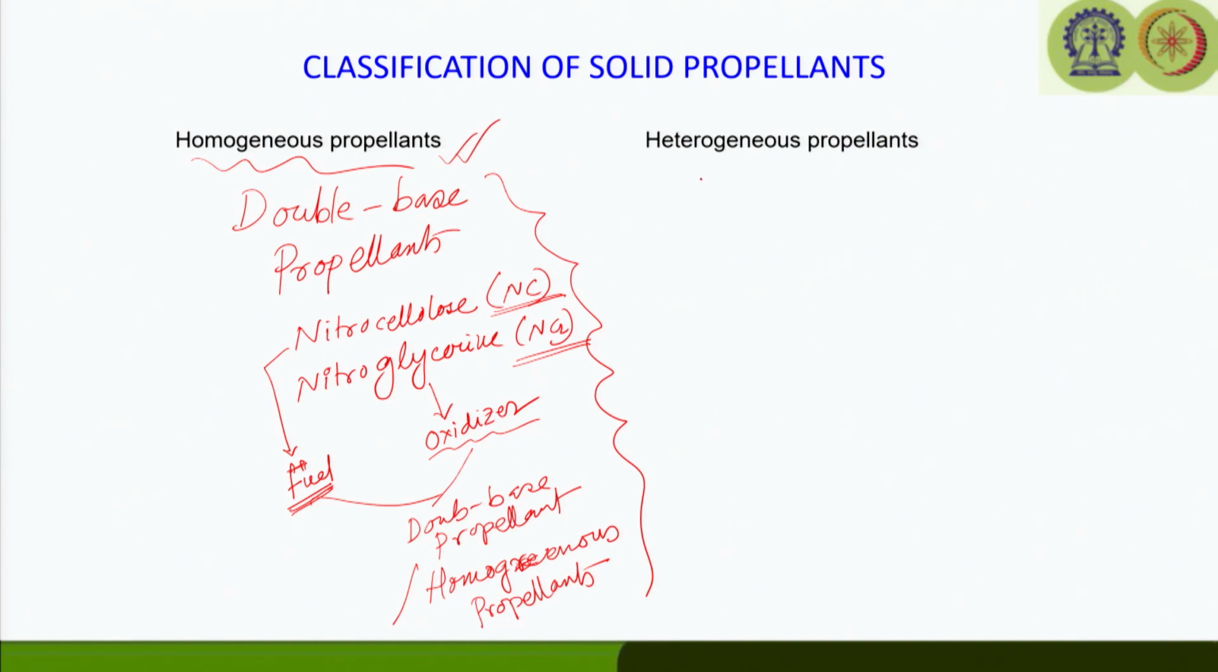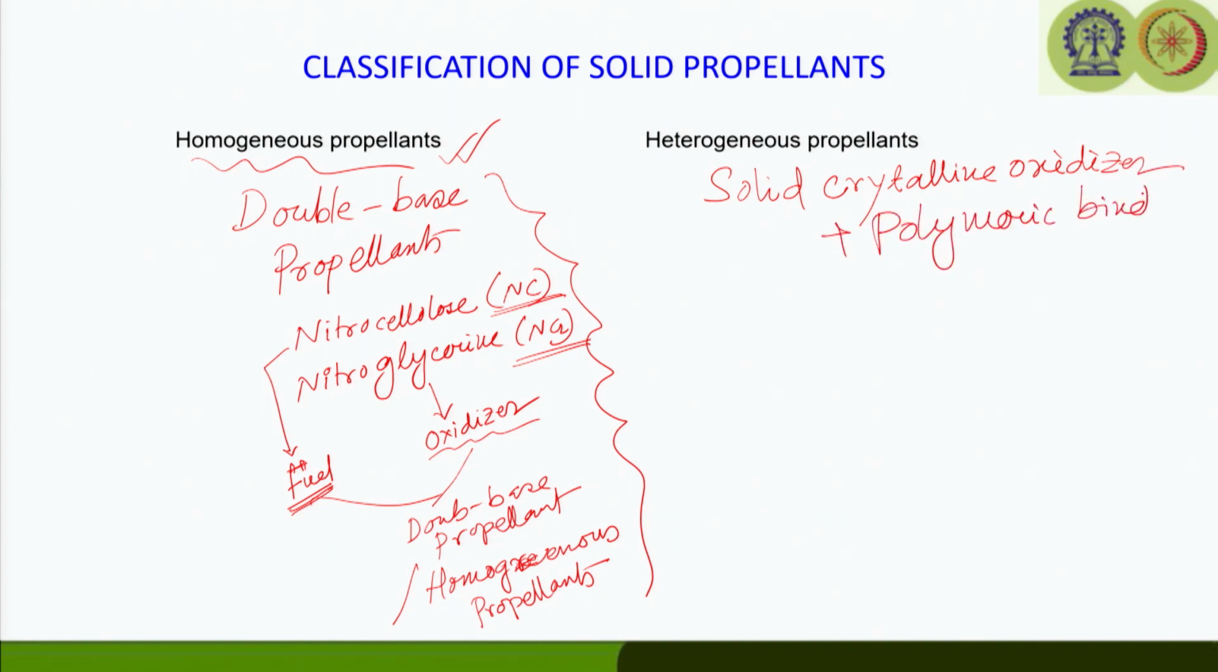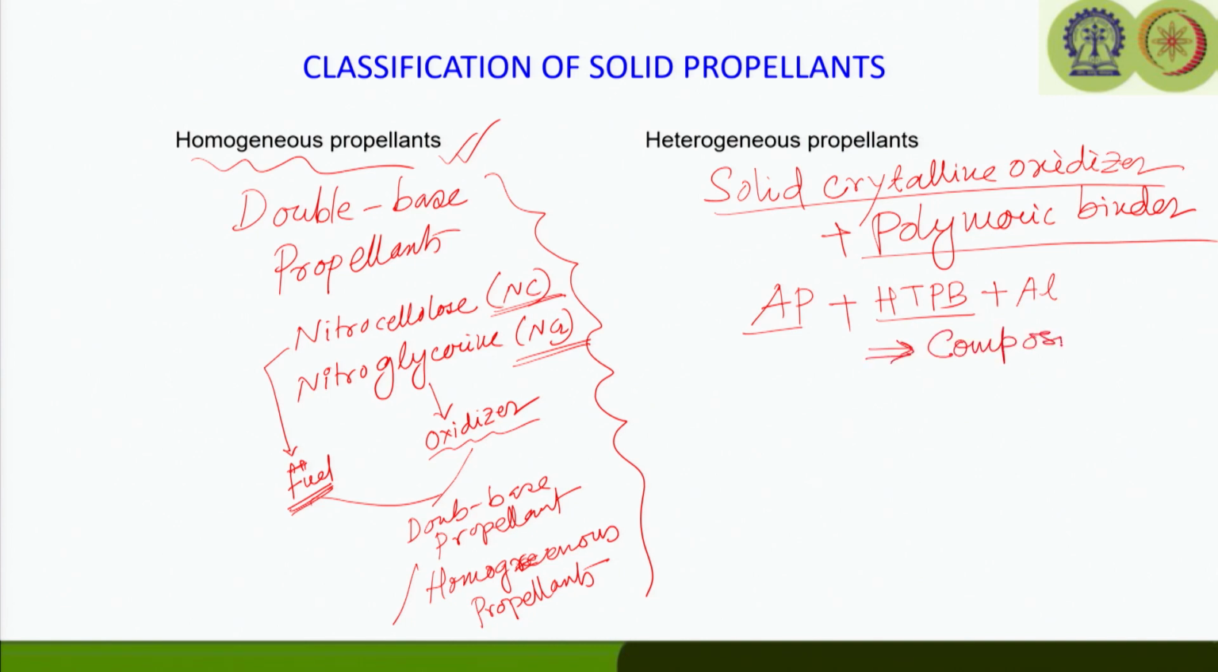Now, coming to the heterogeneous propellant, it mainly consists of the solid crystalline oxidizer plus the polymeric binder. It can have some aluminum particles as fuel as well, but mainly it consists of the solid crystalline oxidizer and polymeric binder. The AP, or ammonium perchlorate, is the common solid crystalline oxidizer, and the HTPB, or hydroxyl terminated polybutadiene, is the polymeric binder. So, they form one of the heterogeneous propellants, which is called the composite propellant. It may have aluminum particles within the propellant matrix.